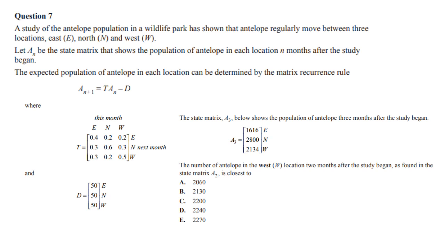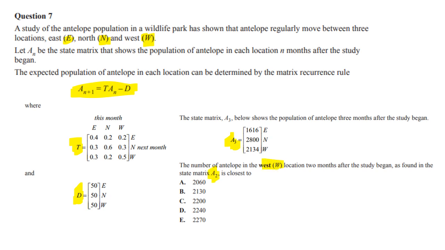Okay, this is from the 2018 exam 1, and I think this is quite a tricky question. You have to pull a bunch of skills together here. Basically you've got this antelope population, you've got your east and your north and your west. Apparently antelope don't go south for the winter. And they're giving us a formula like this. So we've got T, we've got D, and we've got A3, and they want us to find W for A2.